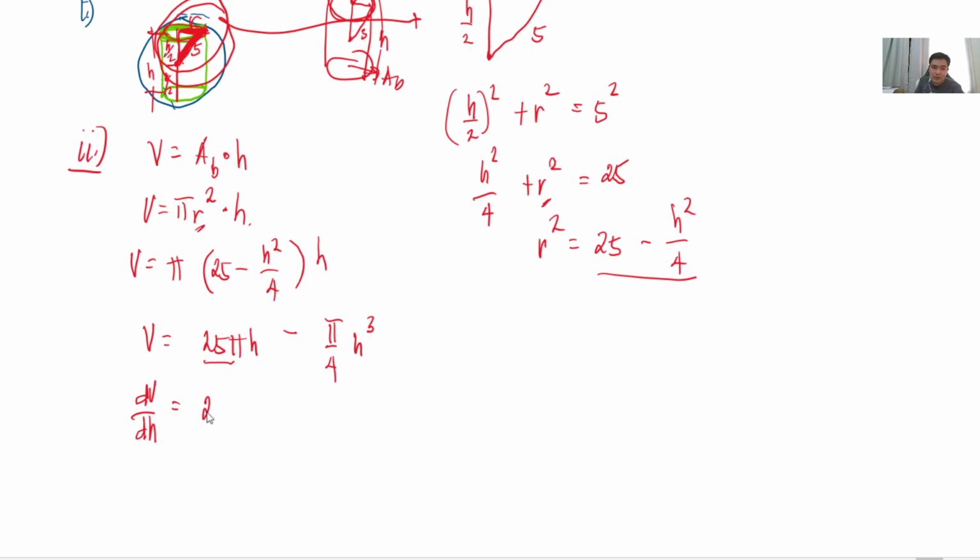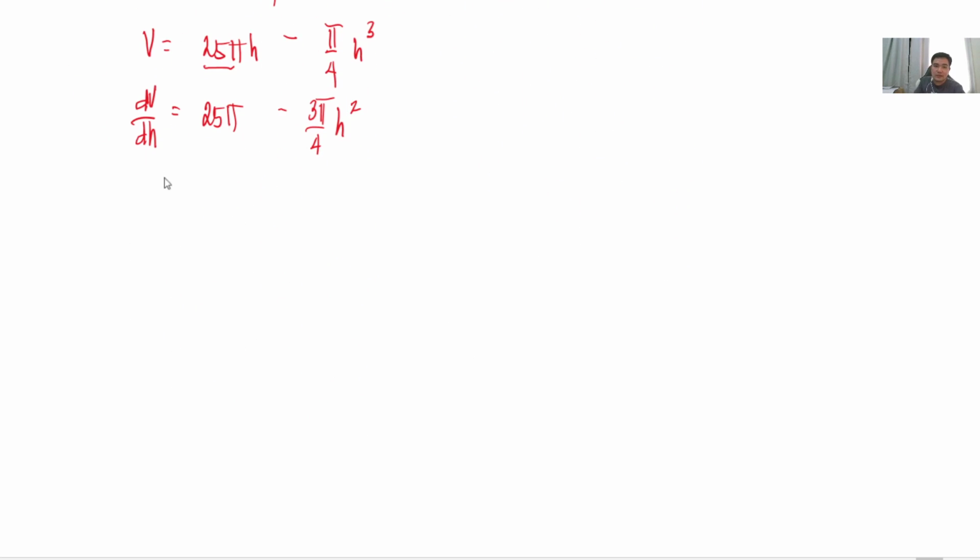So, derivative niyan is 25 pi. Minus, ito naman, class, is baba copy the base minus 1. So, baba mo si 3, magiging times yung constant nating pi over 4. So, 3 pi all over 4 H minus 1 squared. And then, we equate it to 0. So, 0 is equal to 25 pi minus 3 pi all over 4 H squared. And then, we have now 3 pi over 4 H squared equals 25 pi. Pwede ko nang i-cancel si pi kasi common sa both.